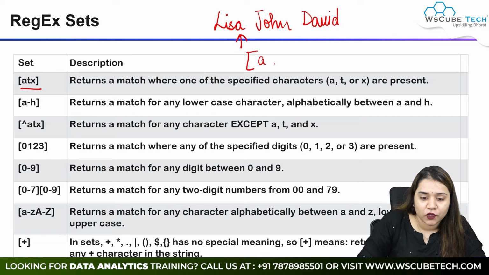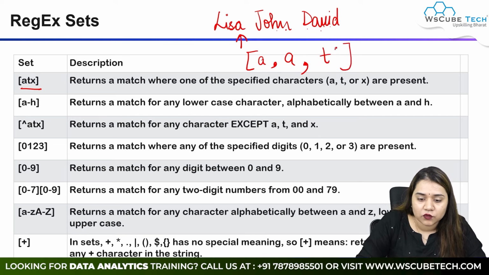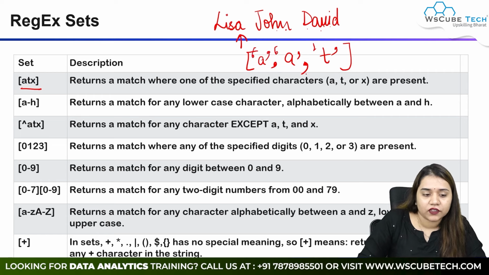For example, from the first we will obtain a, and in the next we do not have any a, t or x. Here we have a, so again a will be obtained. Again we do not have a, t or x, but here we have t, so we will obtain t. So we will be obtaining three matches, a, a and t, and x is not there, so x won't be obtained. It's not limited to [atx], but whatever you write inside it.